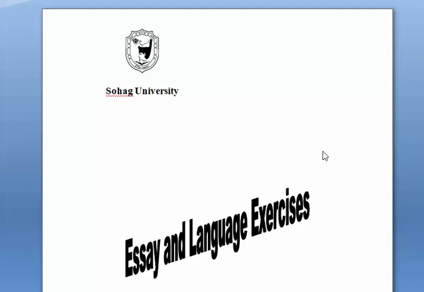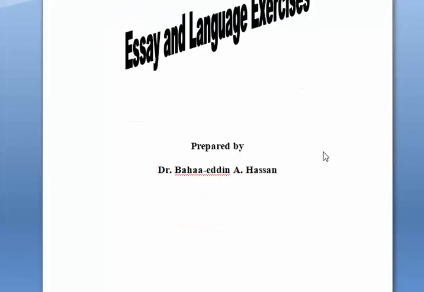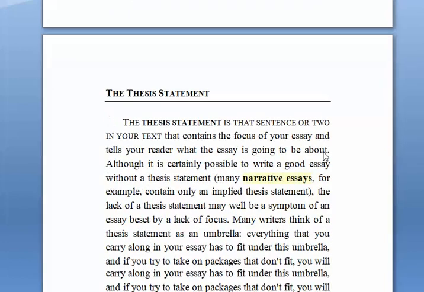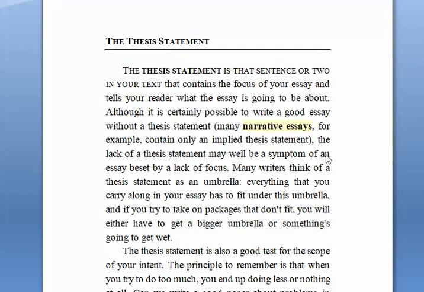As you see in the book I compiled, and in this presentation, the first lecture, we are going to see the thesis statement. This is a very important word in the art of essay writing. Thesis statement, we can underline.